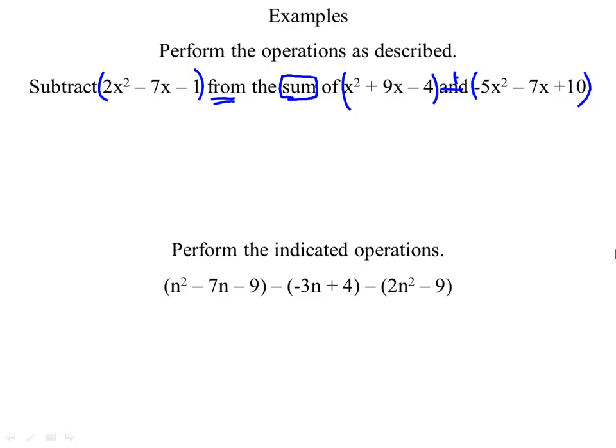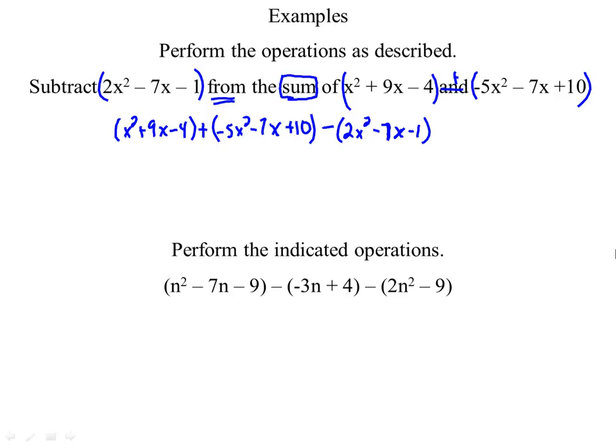So according to this word problem, we have to find the sum of the last 2 trinomials. So to set this up, what you're going to do is you're going to have x squared plus 9x minus 4 plus negative 5x squared minus 7x plus 10. Now, addition is commutative. So it doesn't matter if you put the last one first and the first one last. That doesn't matter for those last 2 trinomials. And then from that, we're going to take away that first trinomial, 2x squared minus 7x minus 1. So this is how you could set it up. Or if you wanted to do the addition first and then write down that other trinomial, that's fine too.